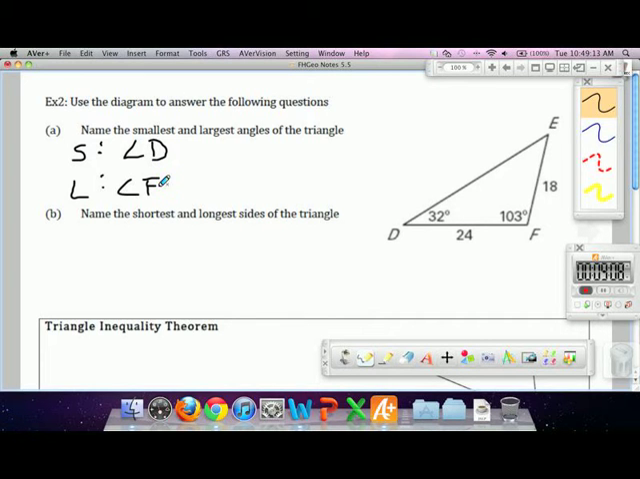And then using the same idea, now that we know the smallest and largest angles, the shortest and longest sides, the shortest side must be opposite angle D, which is EF. And the longest side must be opposite angle F, which is ED. Okay, you could solve it by calculating the angle directly, or without doing that, you still have enough information by the angle comparison theorem.